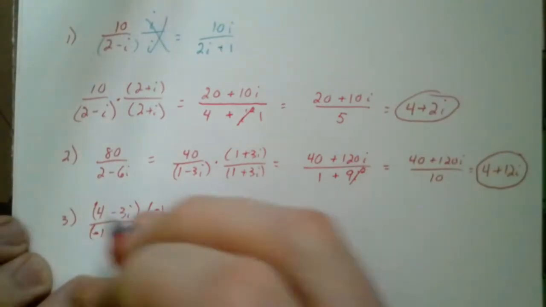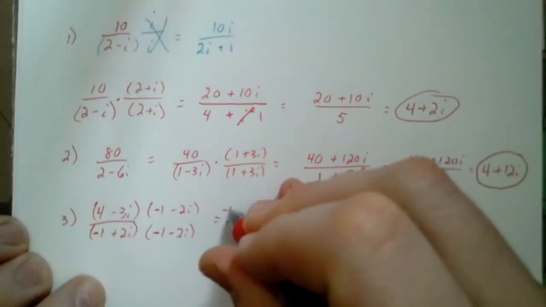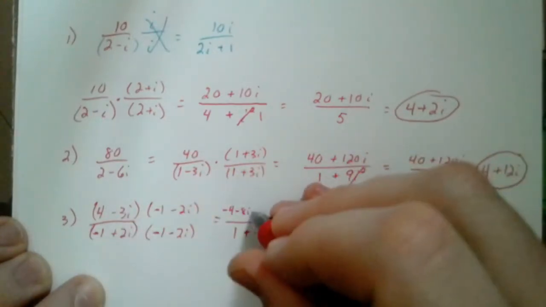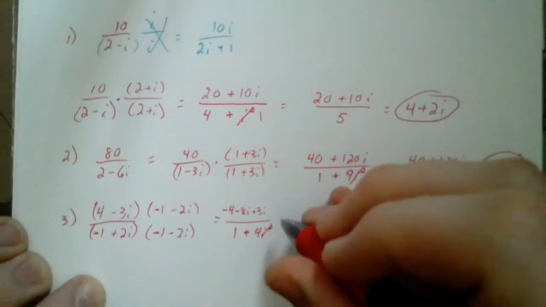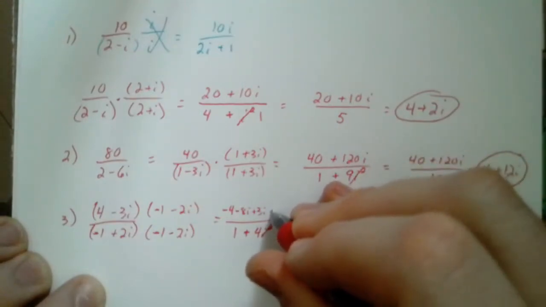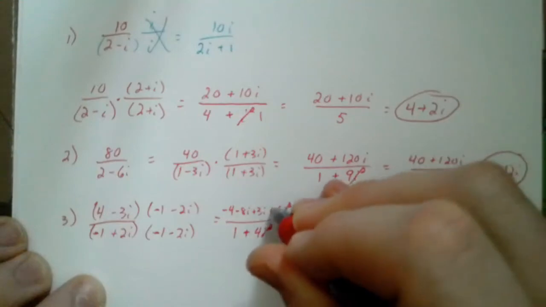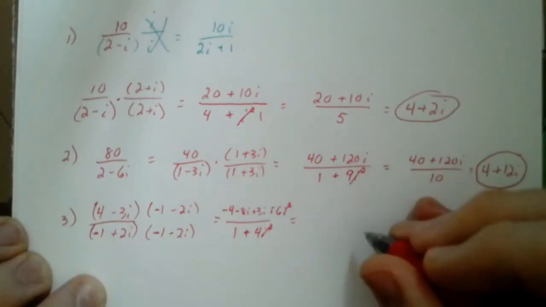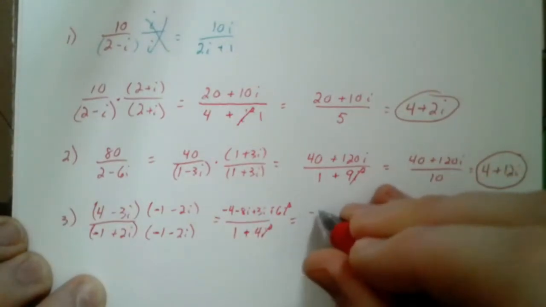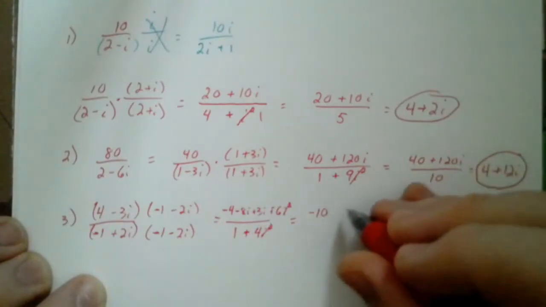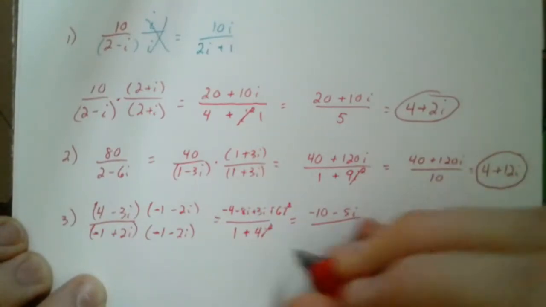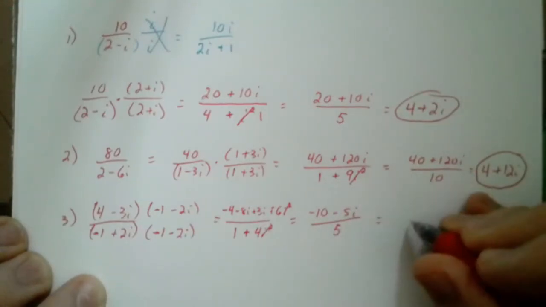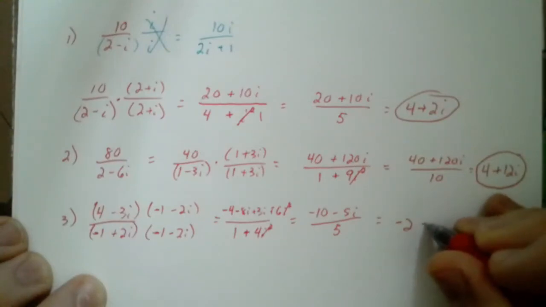Okay? I'm going to go ahead and FOIL, so I'm going to distribute this 4. 4 times negative 1 is negative 4. 4 times negative 2i is minus 8i. Negative 3i times negative 1 is plus 3i. And then negative 3i times negative 2i is positive 6i squared, which I cross out and change the sign. All right. So now we're going to combine like terms up top. Negative 4 plus negative 6 is negative 10. Negative 8 plus 3 is negative 5. All over 1 plus 4, which is 5. Again, we can reduce this, so we end up with negative 2 minus i.